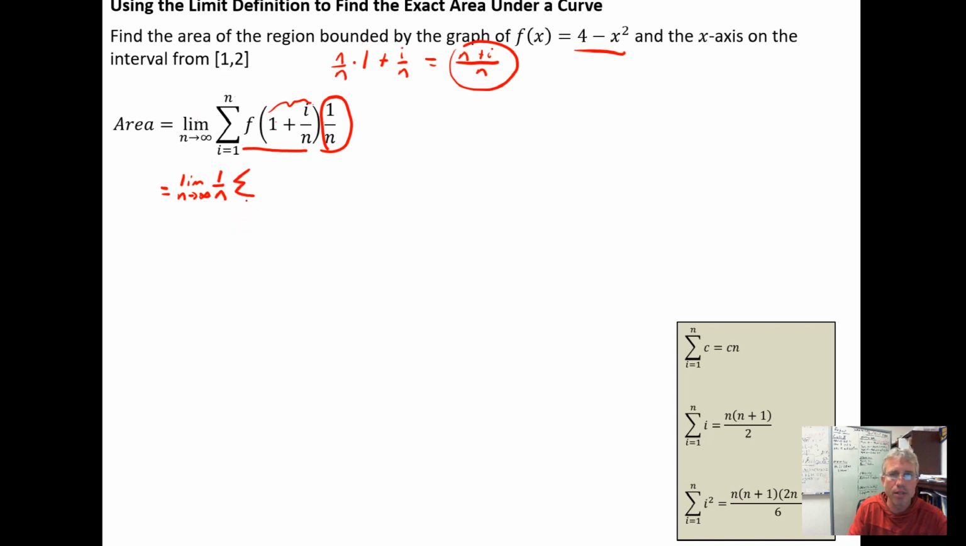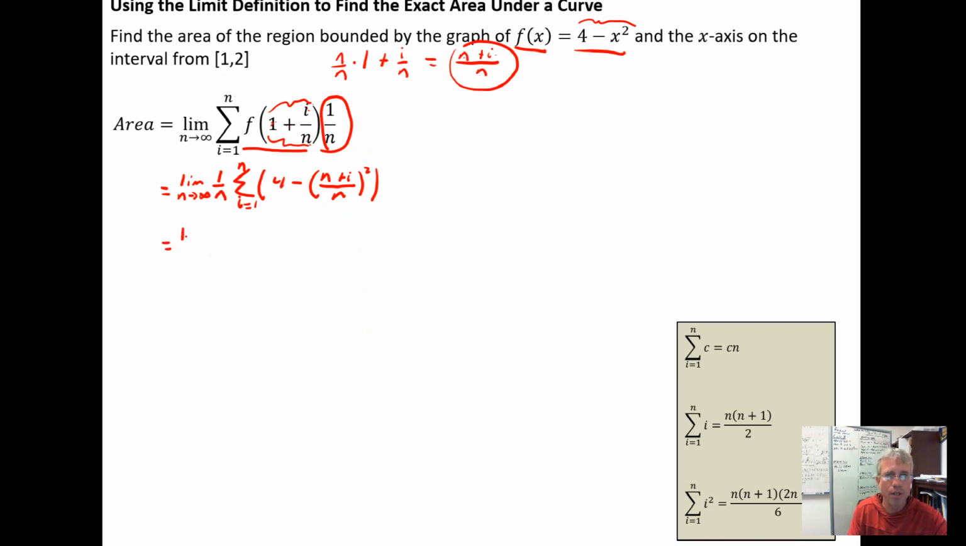So I'm going to get 1 over n times the sum from i equals 1 to n of, plug the 1 plus i over n into the function f of x. So I'm going to get 4 minus, and instead of plugging it in as 1 plus i over n, I'm going to go ahead and plug it in as n plus i over n in the common denominator form. You don't need to do that. I'm just making a personal decision to do it that way. So there's the replacement of the input into the function, and now we need to simplify things.